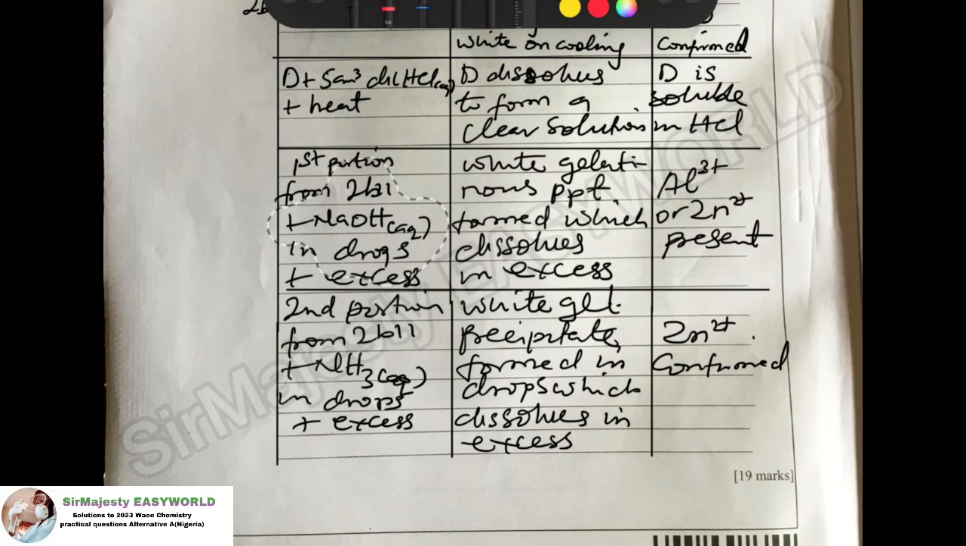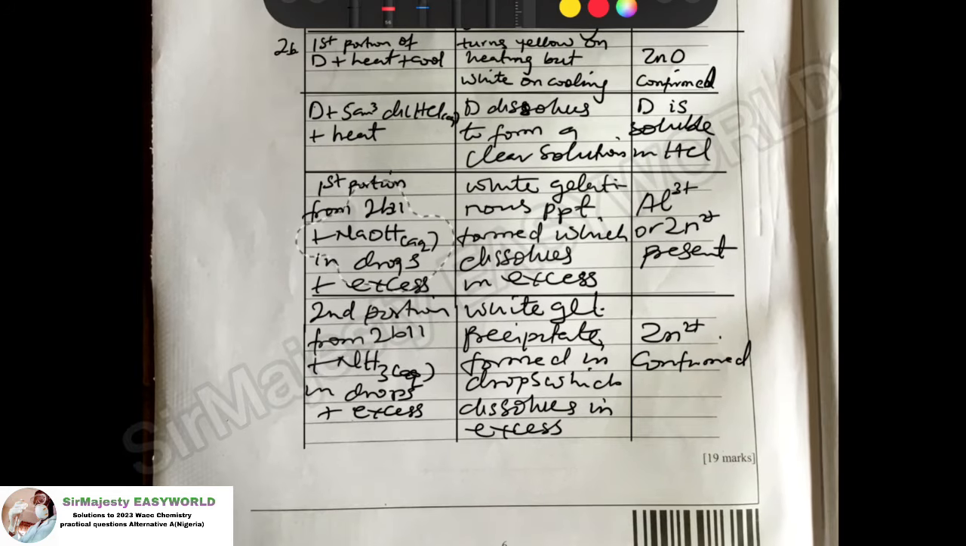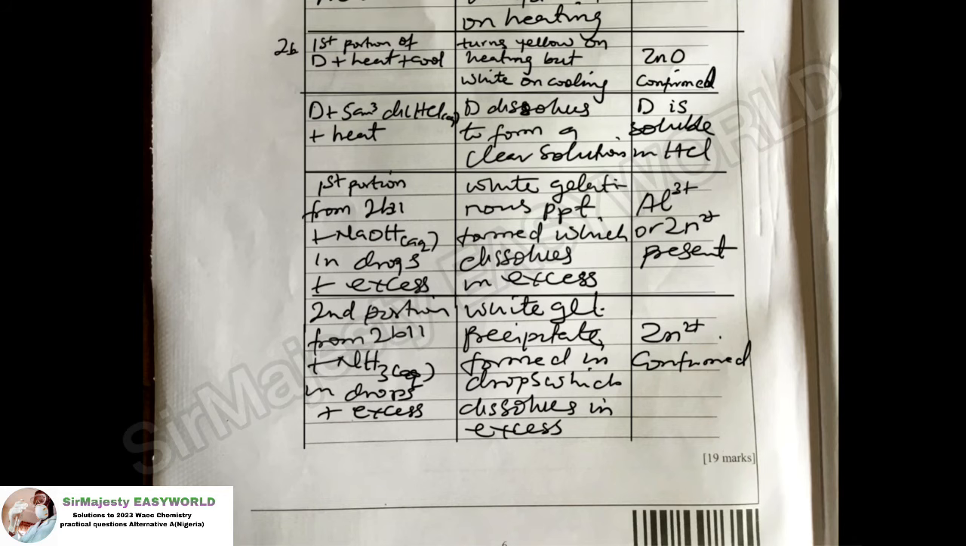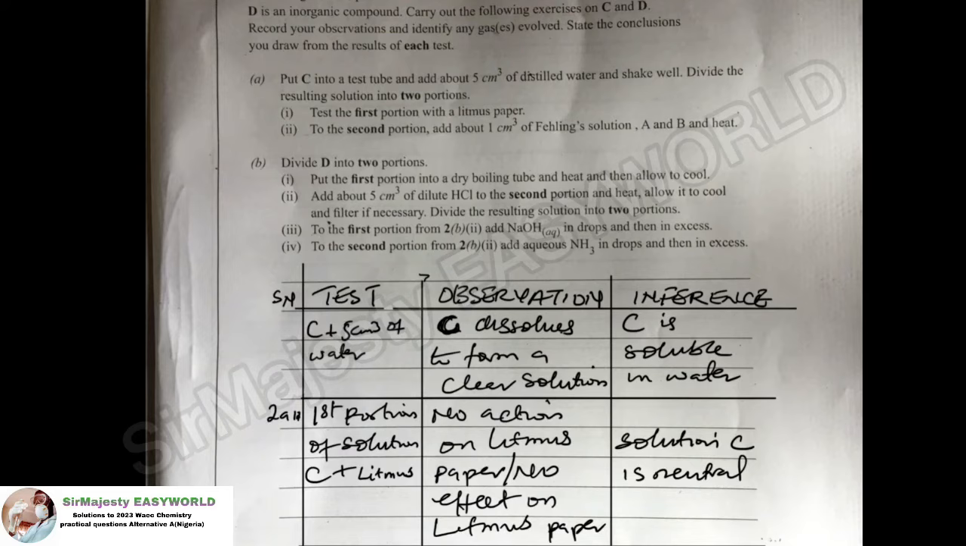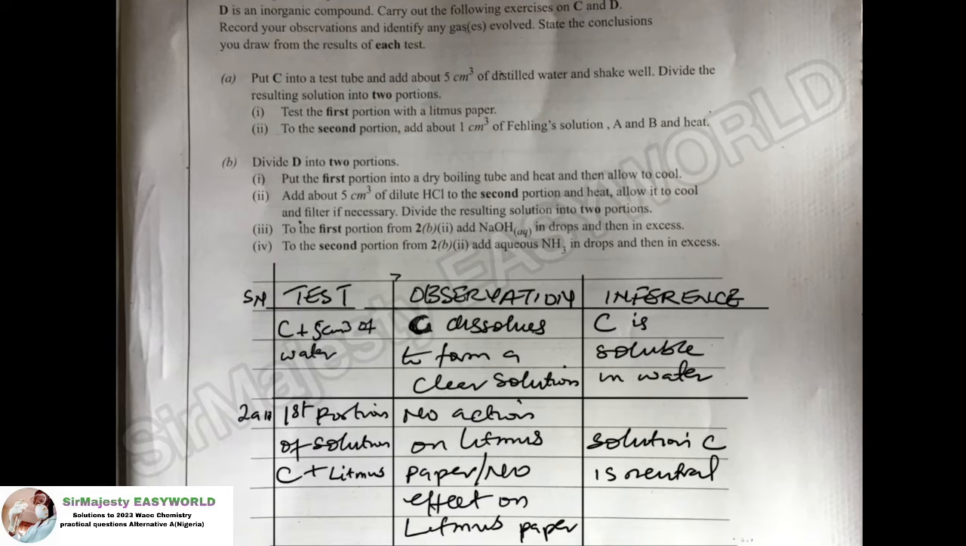Reason: there was excess acid that consumed the base he or she was adding. The same thing will happen with aqueous ammonia. I don't know if you are practically inclined, you understand what I'm saying. So the summary of all I'm saying here is about number 2, let me pick it well. In number 2bii, it shouldn't be.